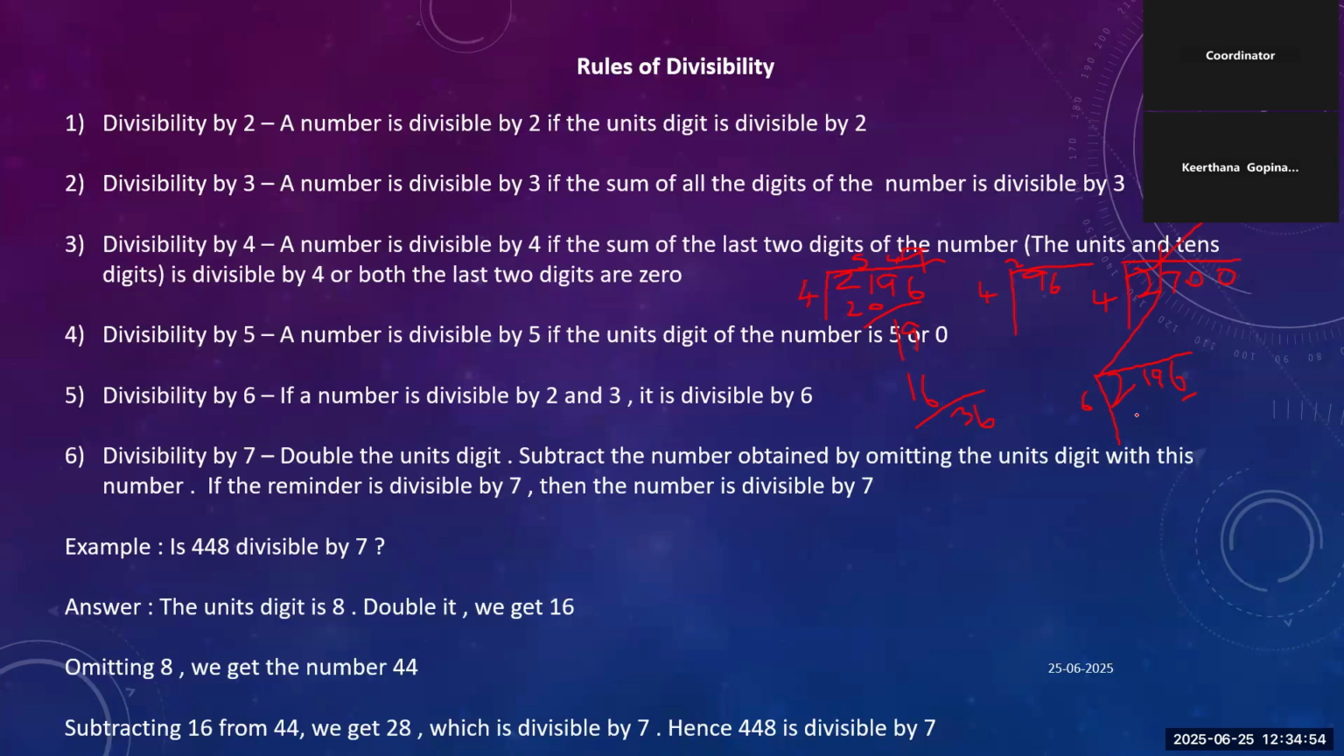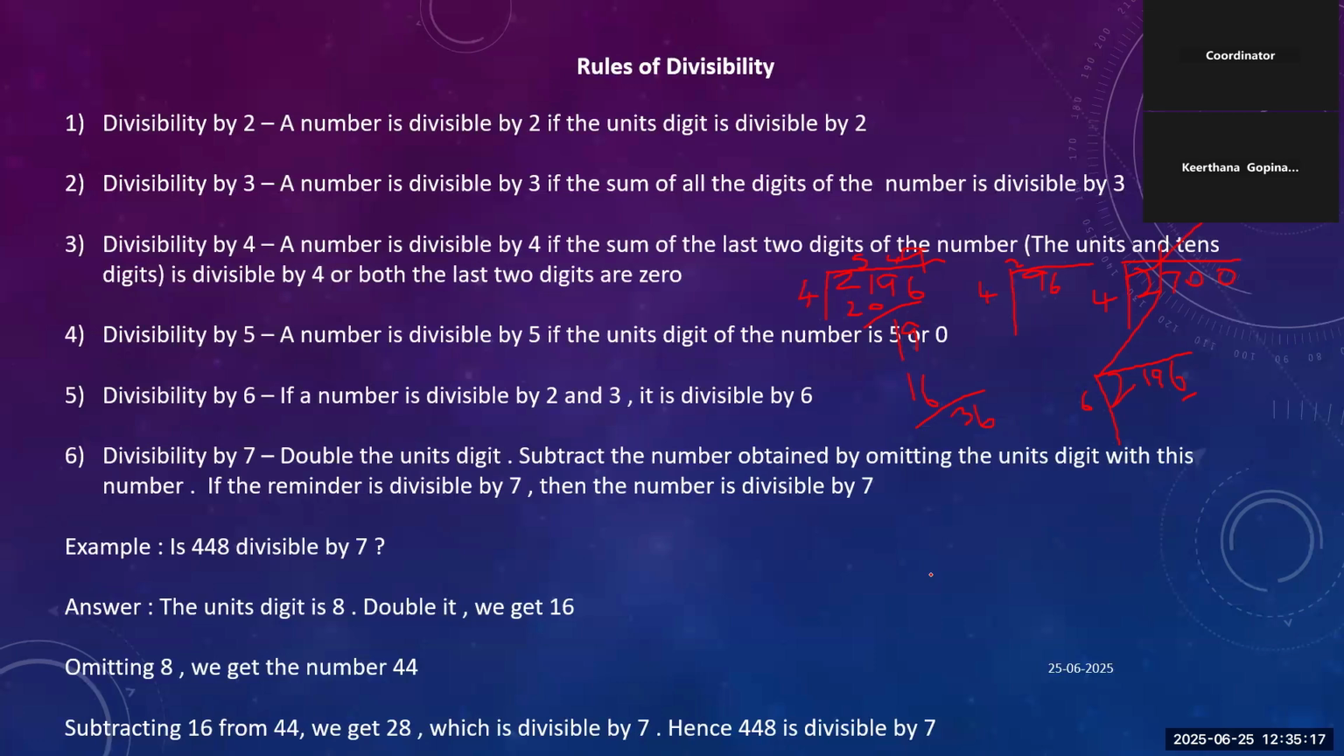Now, divisibility by 7. This is a bit complicated. Others are very easy. Double the units digit. Subtract it from the number obtained by omitting the units digit. If the remainder is divisible by 7, then the number is divisible by 7.